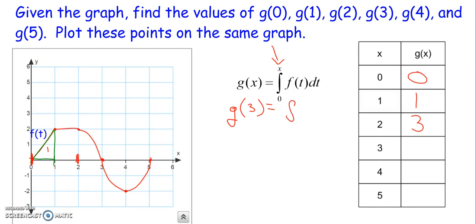The integral from 0 to 3 of f of t dt. So we already know this rectangle right here had an area of 2. Now I'm looking at this curved line right here, and we're going to estimate that area, because it's a curved line. There's no formula for the area of a curved line.